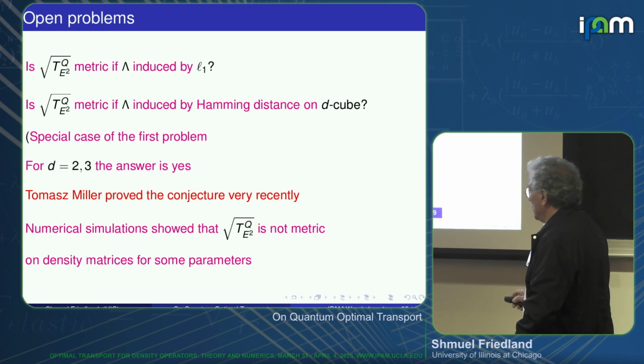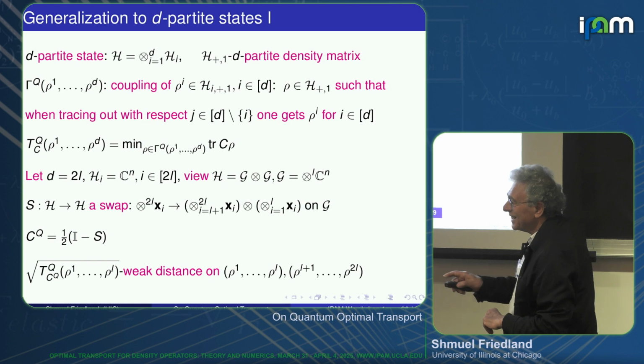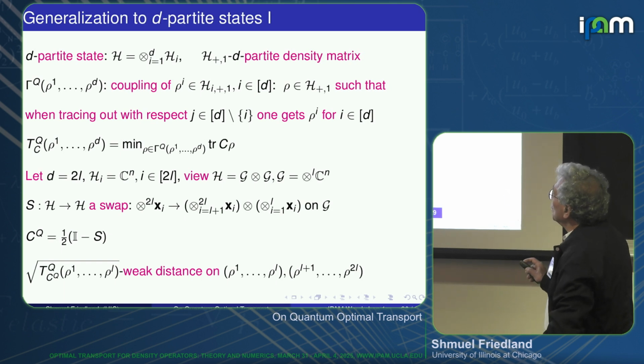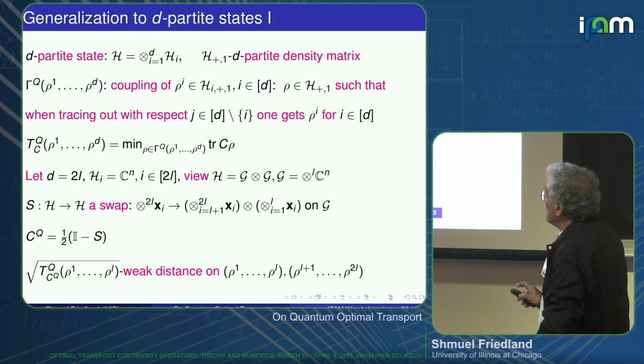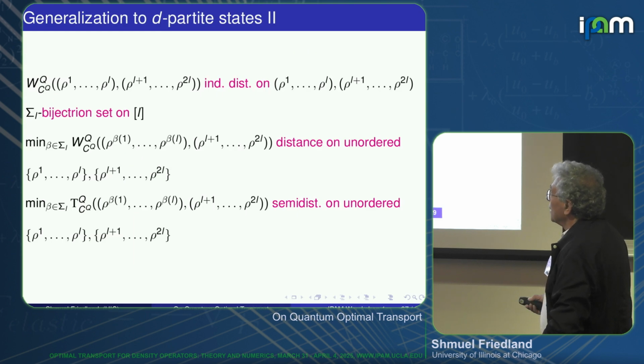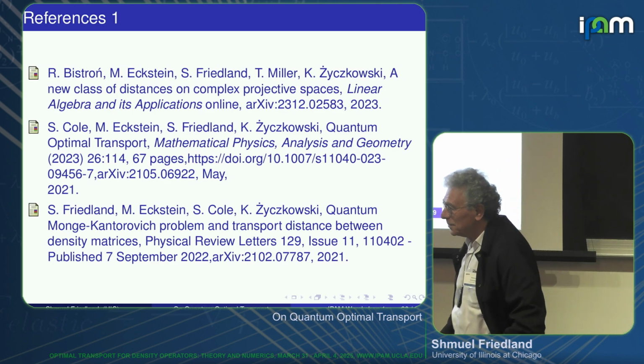Okay, so I think this is it. Now, how much time? Okay, one more thing. You can try to do this for bipartite states, and it is very easy to do, as a measure. A bipartite state is like that. You just take the product, and you can do optimal transport as before. You can do the swap as before, and so you can define the distance and generalize it to bipartite states, and these are the papers that I have. Okay, so.